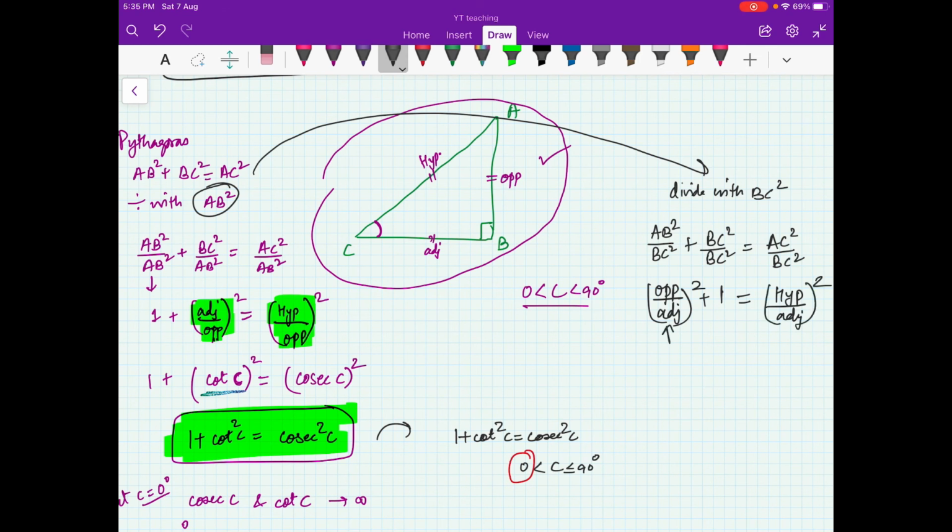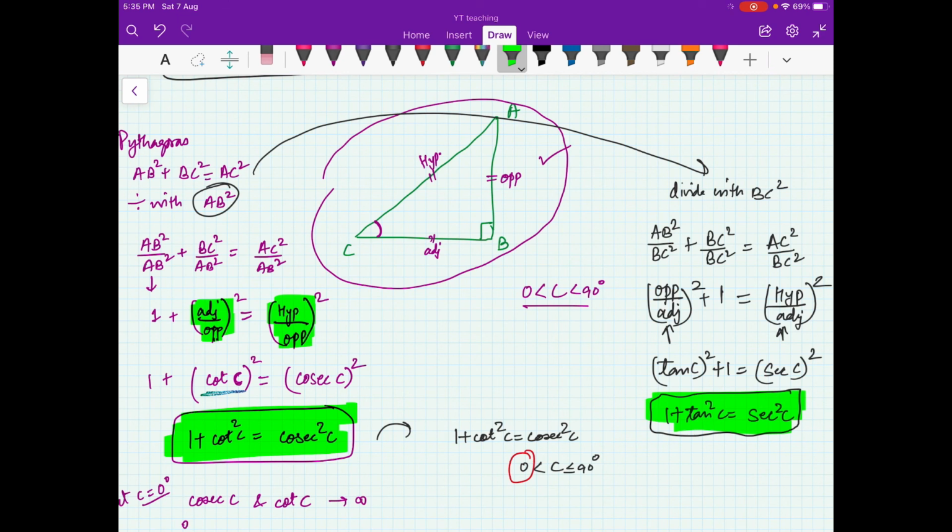So what is this? This is tan squared of angle C plus 1 is equal to, what is this? This is secant of angle C squared. So what we get is 1 plus tan square C is equal to secant square C. So this is the trigonometric identity we are looking for, right?